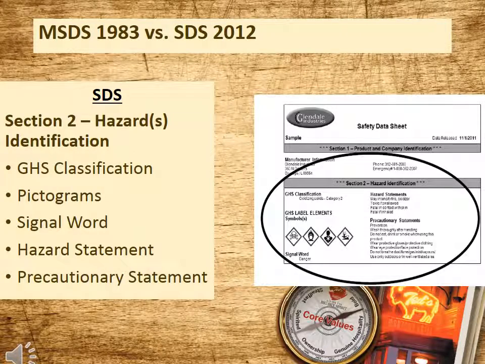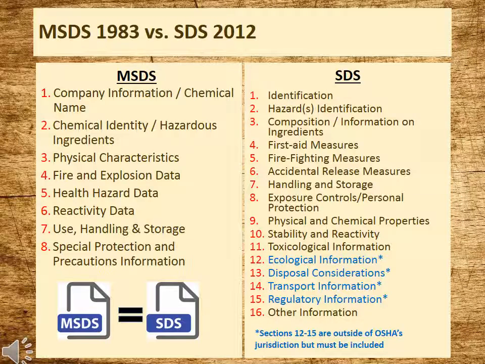Below is an example of the difference between the MSDS in 1983 versus the SDS of 2012. As you can see, the SDS Section 2, hazard identification, has the GHS classification, the pictograms, the signal word, the hazard statement, and precautionary statement. On your own, read the difference between the MSDS 1983 versus the SDS of 2012.